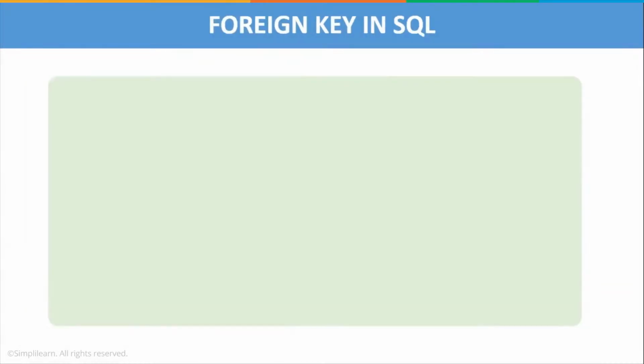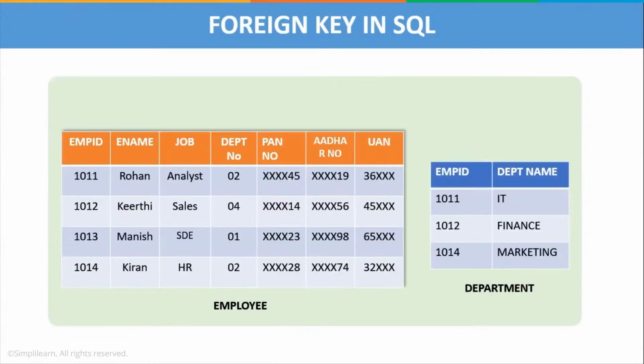Let us understand this with an example. Now consider two tables here, employee and department. The employee table has employee ID, employee name, job, department number, PAN number, Aadhaar number and UN number. And the department table has employee ID and the department name.